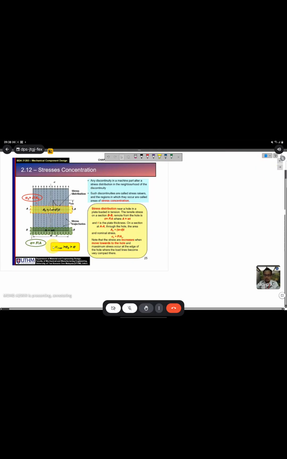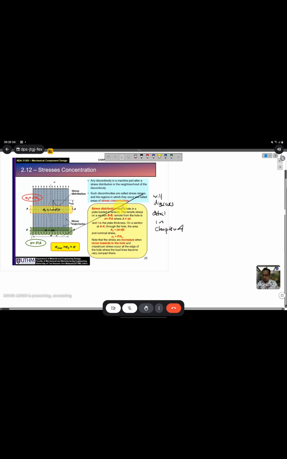Okay, and then this stress concentration. For the next chapter, chapter number 3, this one will not affect much. So I think you can ignore this one first, because we will discuss it in more detail in chapter number 4. For static theory, it's not going to affect much.